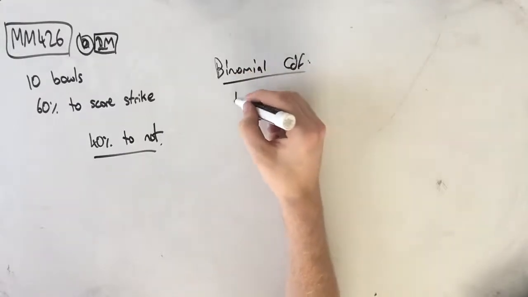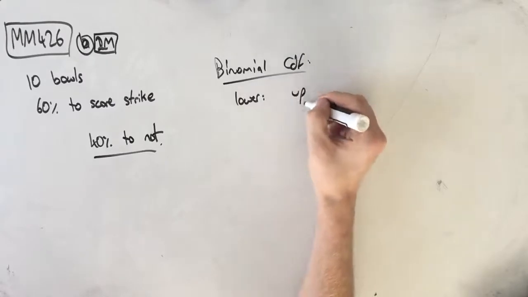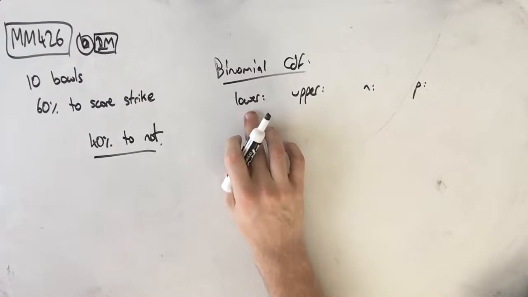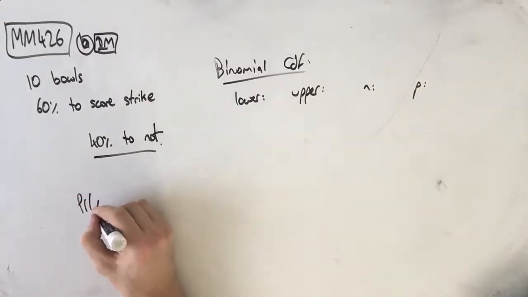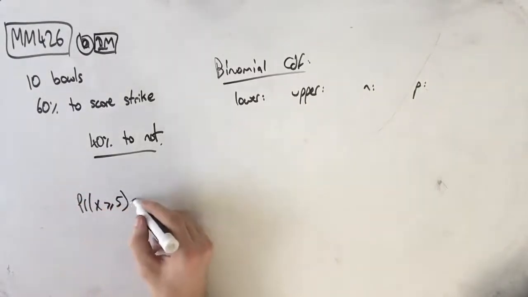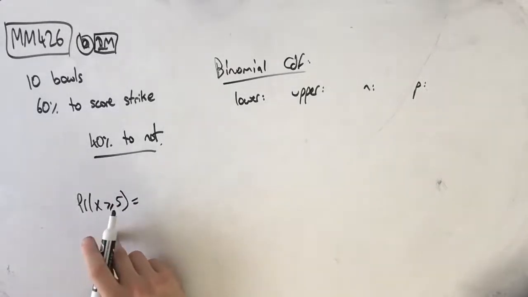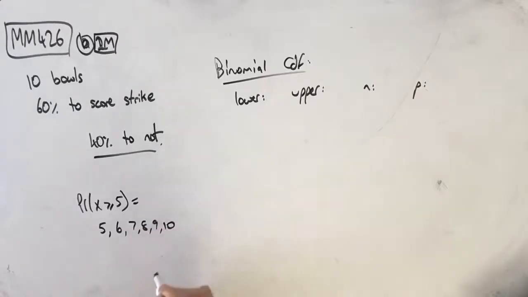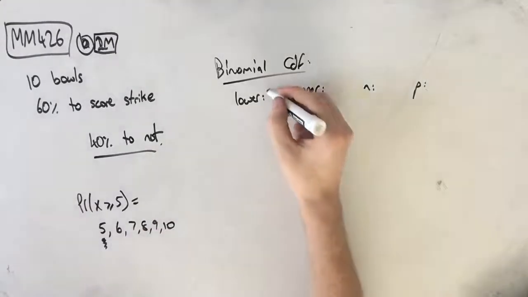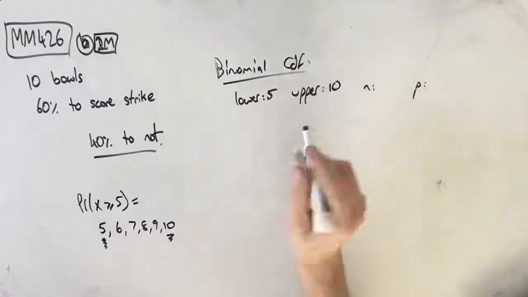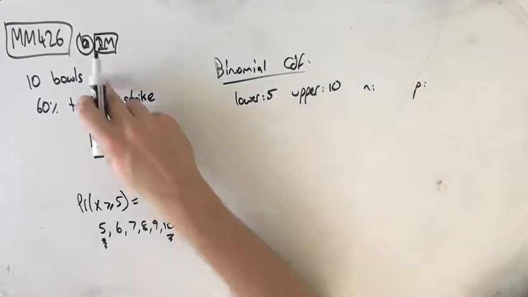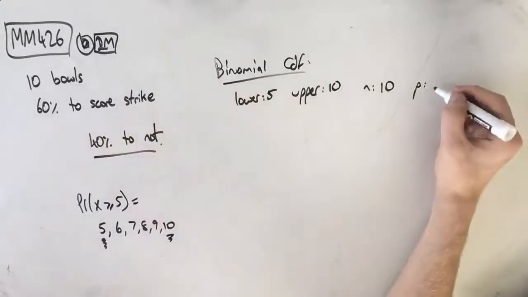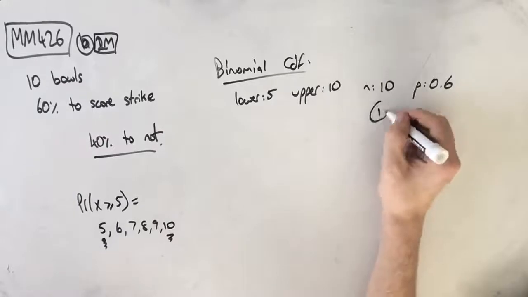And it's going to ask us for 4 things: lower, upper, N, and P. Now our lower, we're looking for the probability that he achieves at least 5 strikes in this game. So part of our probability is he could achieve 5, 6, 7, 8, 9, or 10. So that means that our 5 is our lower bound, and our 10 is our upper bound. N is the number of bowls that he has, which is 10, and P is the chance to achieve a strike, which is 60%, so 0.6. This is our first mark.